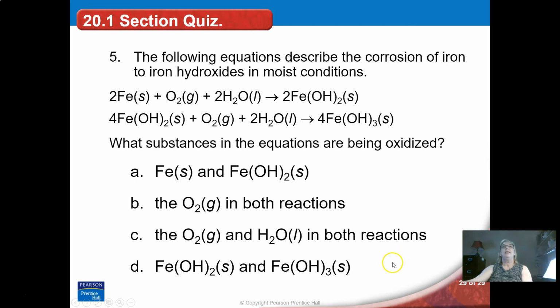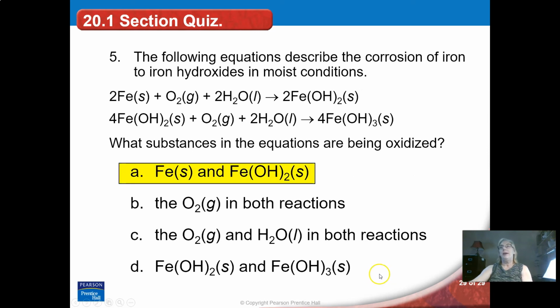And last but not least, what substances are being oxidized? This is a really good question. Take your time on this one, pause me, and I'll give you the answer when we start back up. All right, there you go.